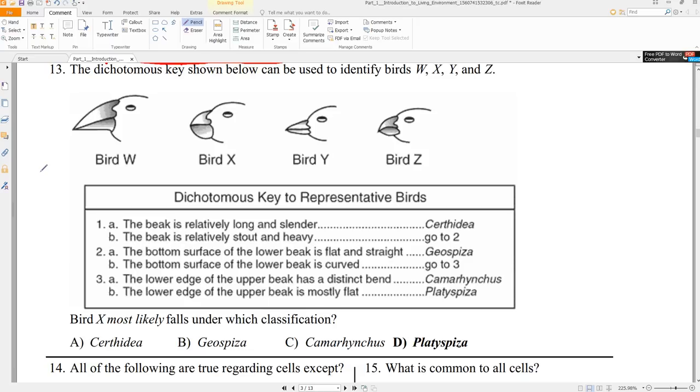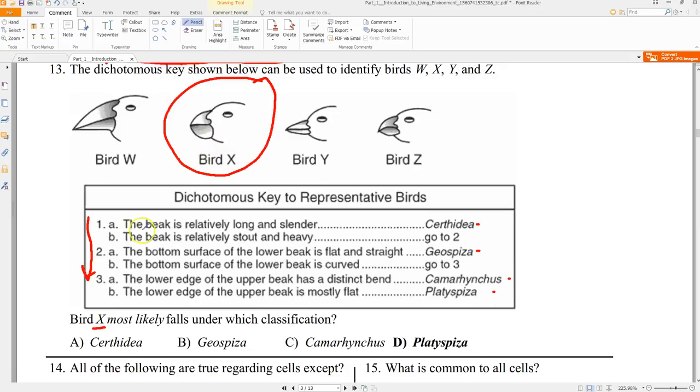A dichotomous key is a special system that helps you figure out the names of species by looking at their characteristics and following a map. It's actually kind of fun. They want to see if you can find the name for bird X. This is bird X. So let's follow the dichotomous key. You always start from the top and work your way to the bottom until you get one of the names.